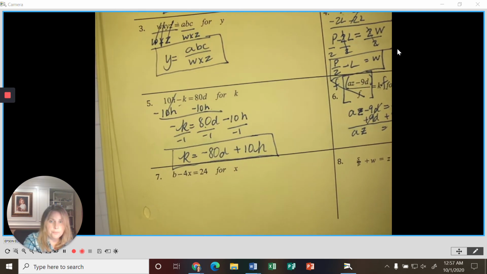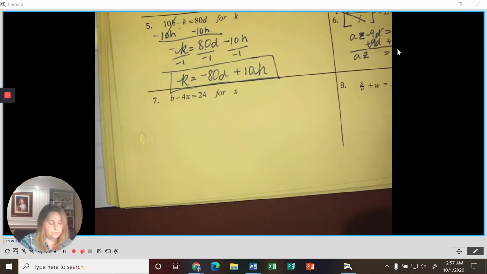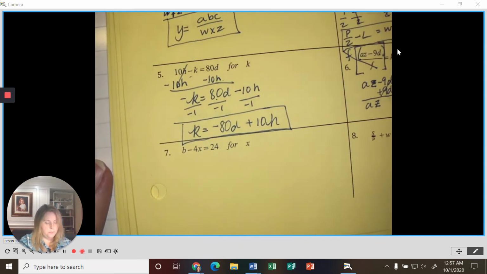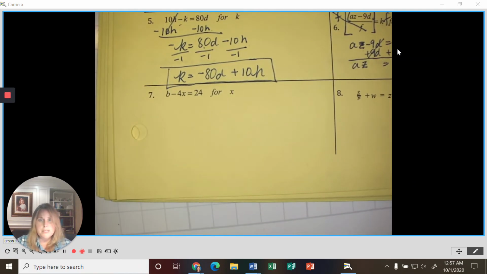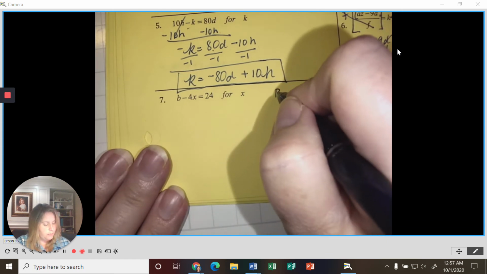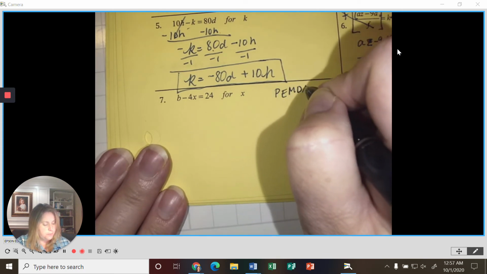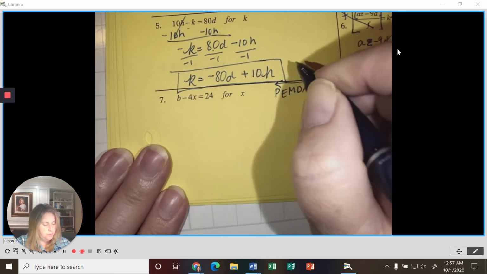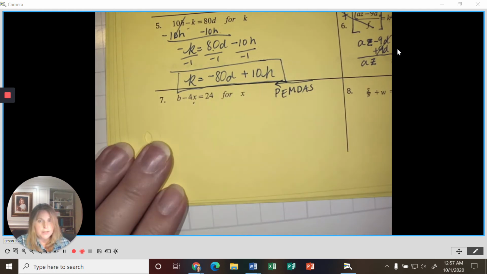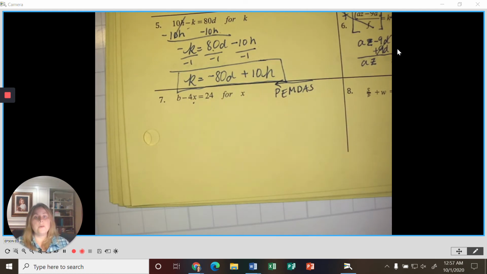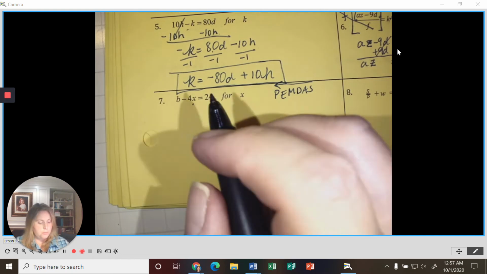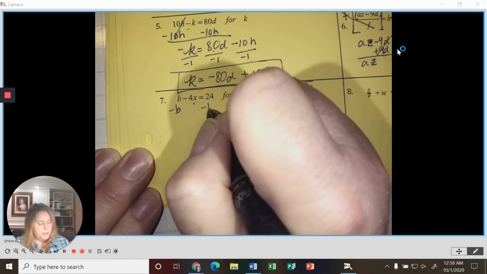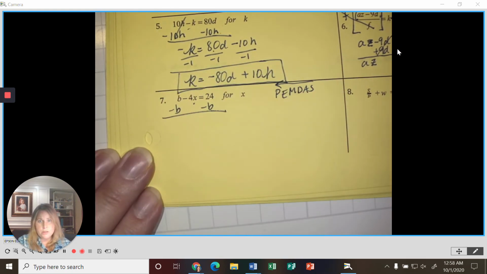Okay, number 7. b minus 4x equals 24, and we're solving for x. So again, order of operations in reverse. And here's our variable term, the x. Is anything being added to or subtracted from the x term? Yes, there's a b, so we will subtract the b. Whatever I do to one side, I do to the other.